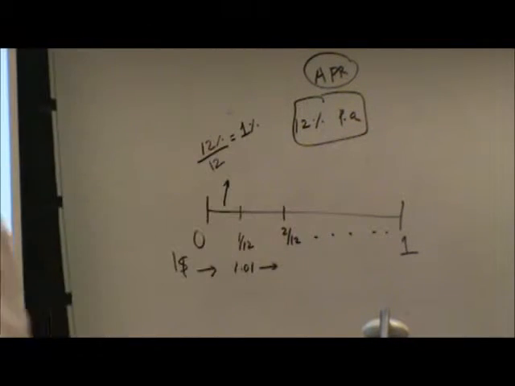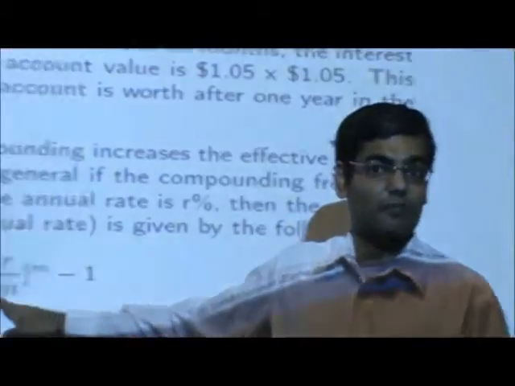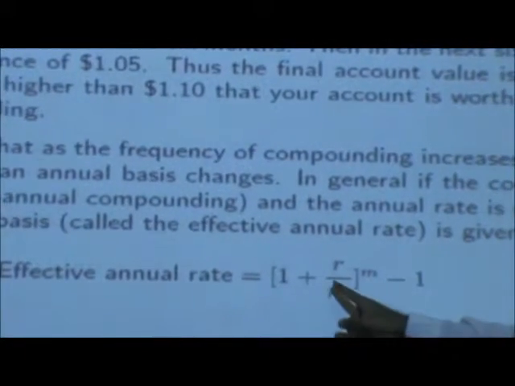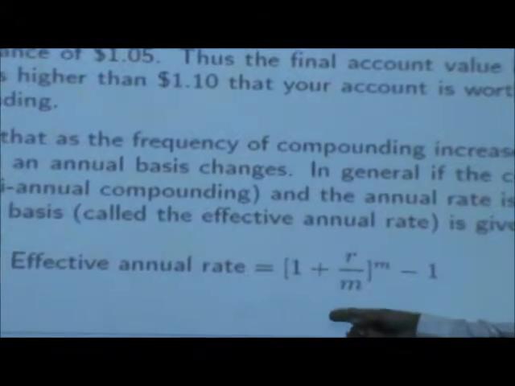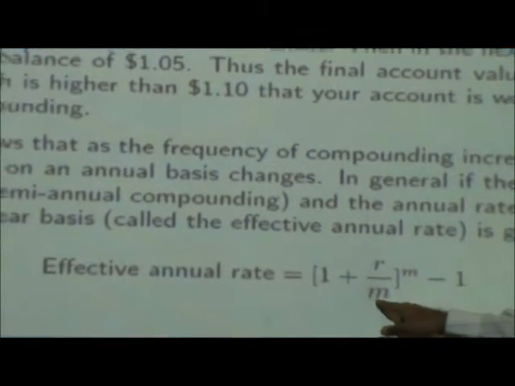If it is monthly, then M is 12. If it is semi-annual, M is 2, because there are 2 compounding periods of 6 months each. And if it's quarterly, then it is 4, because it is every 3 months. That is what helps you figure out M.